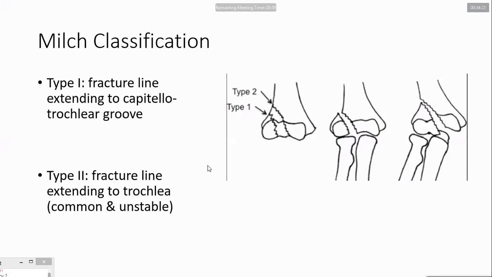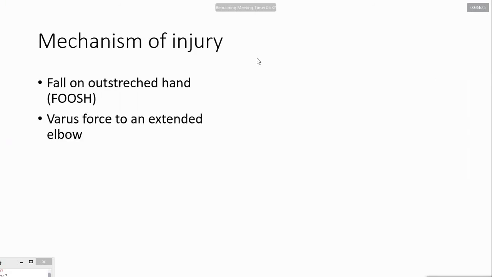Again, the mechanism of injury is a fall on an outstretched hand. This time, when the child lands, there is no hyperextension, but in supracondylar fracture, it was hyperextension of the elbow as the child was falling on the ground. But here, when the child is falling on an extended elbow, there is a varus force, such as twisting or something hitting the outside of the elbow, leading to lateral condylar fracture.